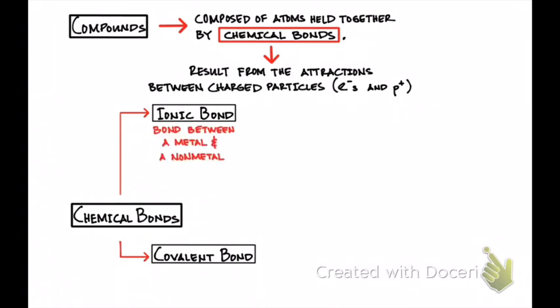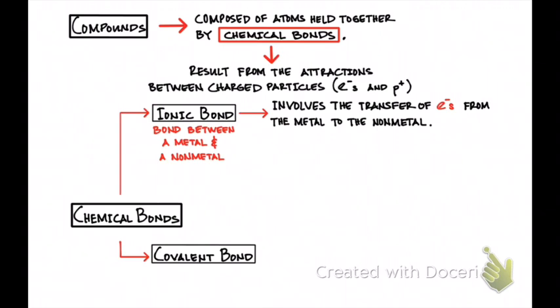So an ionic bond is basically a bond between a metal and a non-metal. Salts, for example, are composed of a metal and non-metal, like sodium chloride. Sodium is a metal, chlorine is a non-metal. And so when they interact together, they do so via an ionic bond. They are held together by this type of bond.